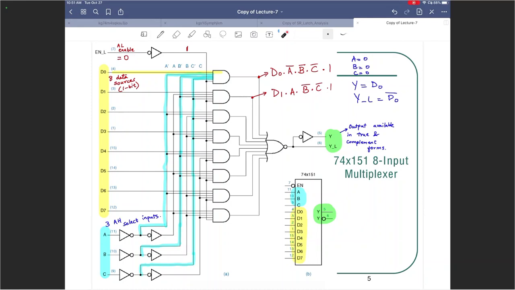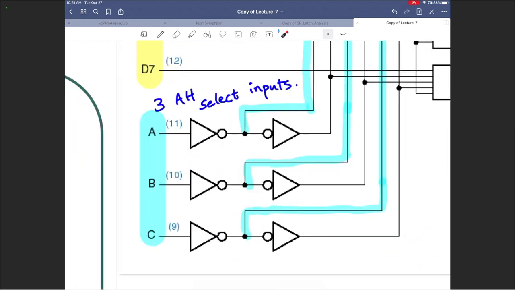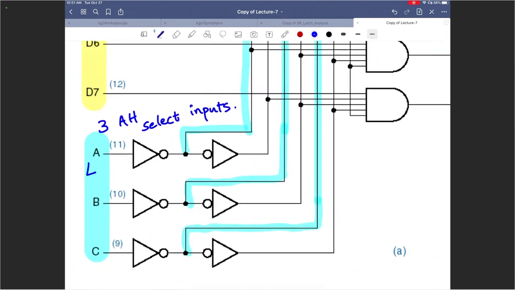Now, with this, you can also talk about which one is the most significant and which one is the least significant. Can you guys tell me, just by looking at these two expressions, which select input is least significant and which one is most significant? So Ian says A is least significant. That's absolutely right, because that is what is changing the fastest. If it is changing the fastest, that means it's going to be least significant. So you're absolutely right. A is the least significant select input, and C is going to be the most significant select input.